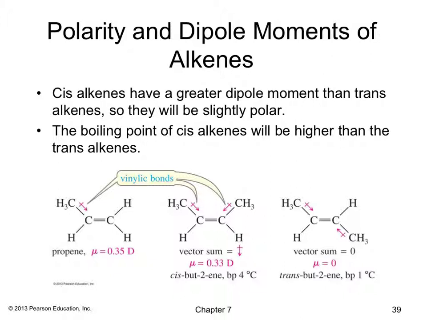If we look at the polarity and dipole moments of alkenes, cis alkenes have greater dipole moments than trans, so they'll be slightly polar. Boiling points of cis alkenes will be higher than the trans alkenes as a result. So here's an example of cis versus trans. Cis, again, you have the overall dipole moment going down. So again, here is just propene, and there's an overall dipole moment. When you have something trans, the overall dipole moment is 0.